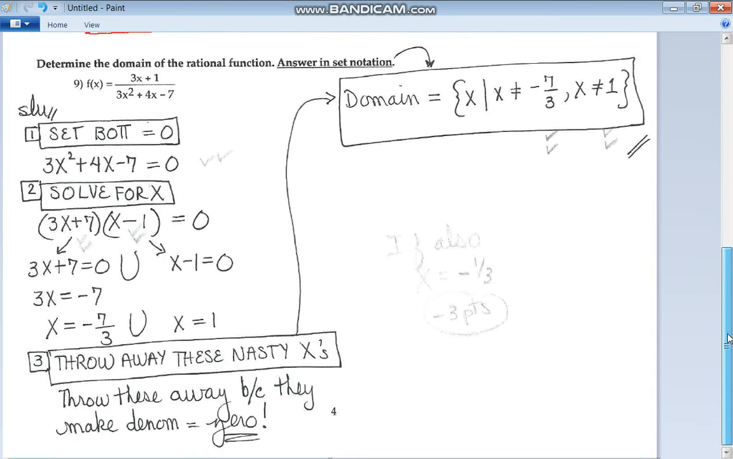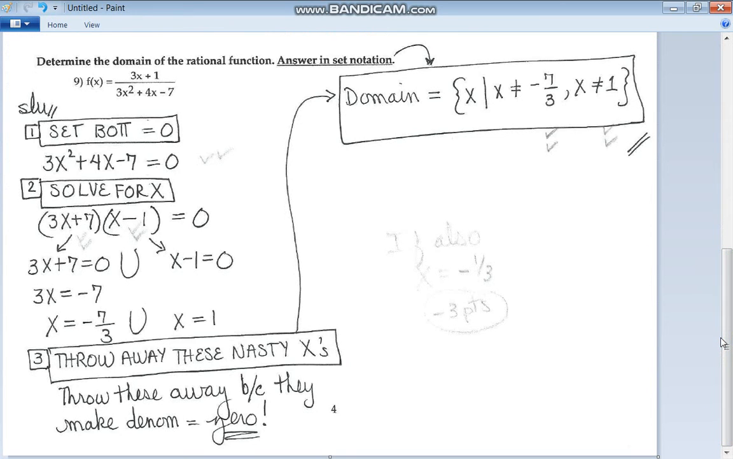Number 9, determine the domain of the rational function. Answer in set notation. So it's a rational function. You set the bottom equal to 0 and you solve for x. You get 2 answers, but you're going to throw away these values. See, these are the values that make the bottom 0. So your answer will be everything but those nasty values. So the answer for the domain is, in set brackets, all real numbers x, such that x cannot be -7/3, x cannot be 1.